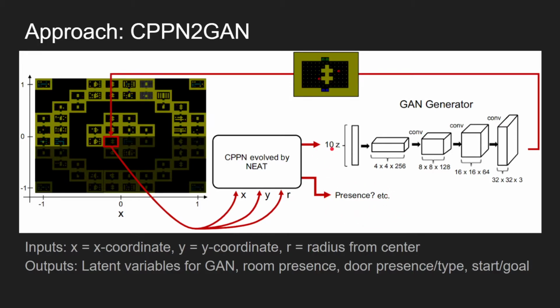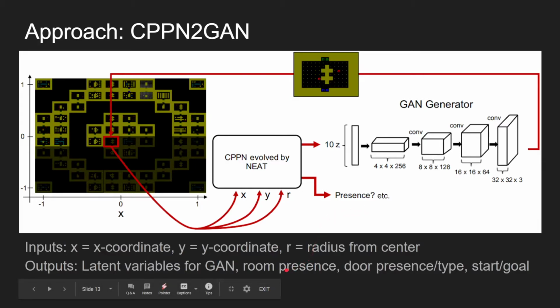So the latent variables go directly into the GAN, which then produces a room. And we can put that room directly into the dungeon at the space corresponding to the coordinates we just queried. However, you'll notice that some spaces lack a room. We don't want rooms everywhere in the dungeon. And so that is what these auxiliary outputs are for.